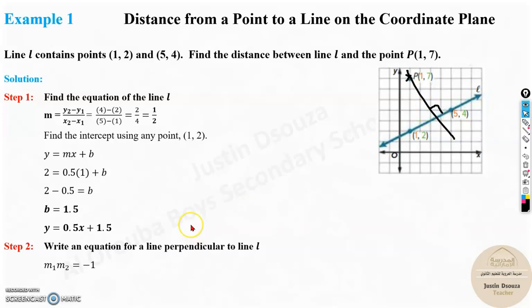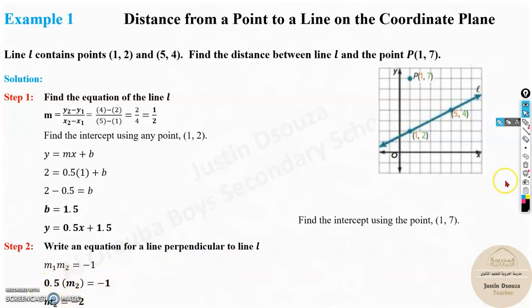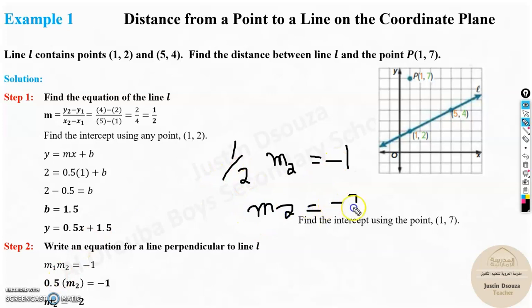Use the slope criteria or the slope relationship. We know if two lines are perpendicular, when you multiply the two slopes, it must be -1. Now multiply 0.5 with the slope of the perpendicular line, it must be -1. So this is how we can easily get the slope of the other line, that will be -2. So it is basically 0.5 m2, that is the slope of the perpendicular line, equals -1. The 0.5 goes to the other side, m2 is equal to -2.